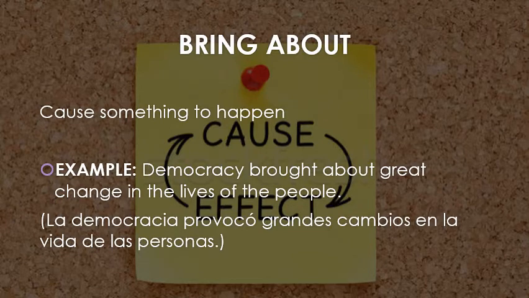The next phrasal verb is bring about. The meaning of bring about is cause something to happen. For example, democracy brought about great change in the lives of the people. En Spanish, la democracia provocó grandes cambios en la vida de las personas.